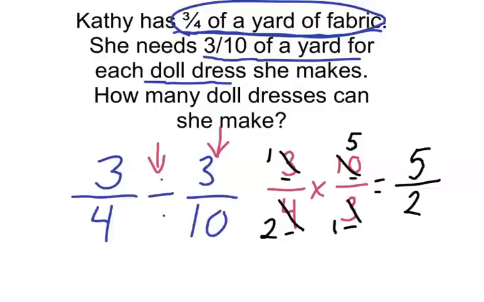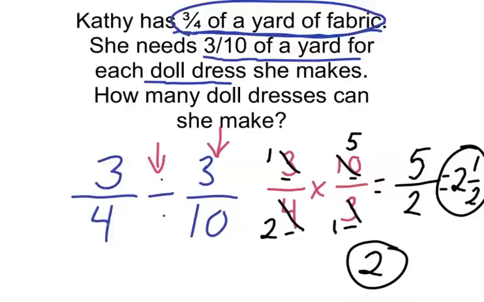So how many times does 2 go into 5? 2 goes into 5 twice without going over, so 2 times 2 is 4. We have 1 left over out of 2. So there's our answer, 2.5. How many doll dresses can she make? Well, technically she can make 2, because you can't make half of a doll dress. But 2.5 is the exact answer, and then of course she would be able to make 2 doll dresses.